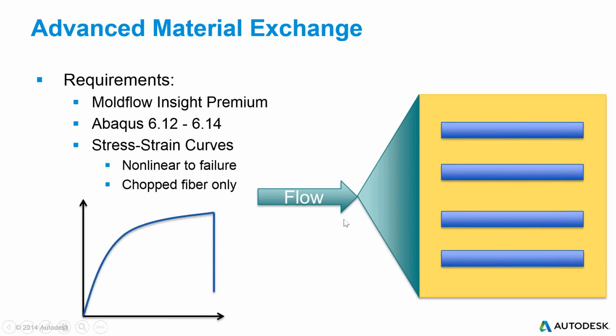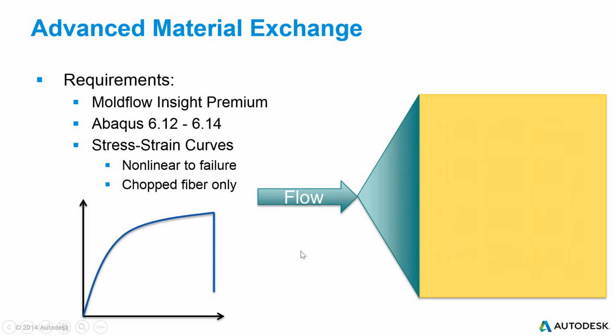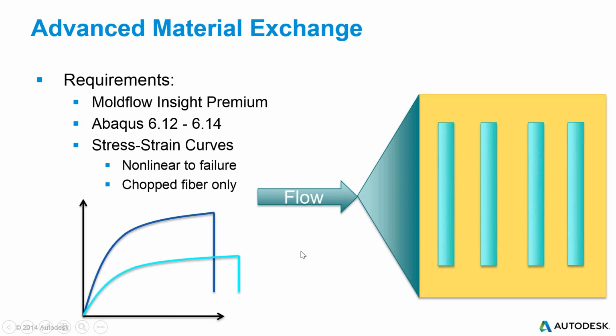So if this is our plaque and this is the gate, we have flow coming in. Aligned with the flow would mean that these test specimens would be cut out of the plaque, aligned with the flow. So we would need one stress strain curve aligned with the flow. We would also need one stress strain curve perpendicular to the flow. That allows us to fully characterize the composite material for the structural analysis.